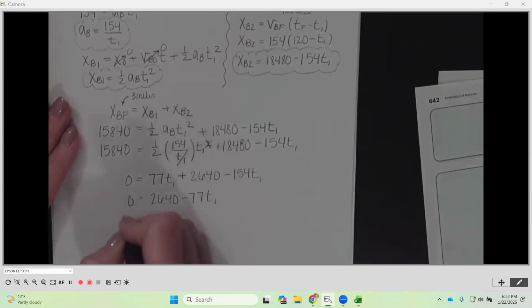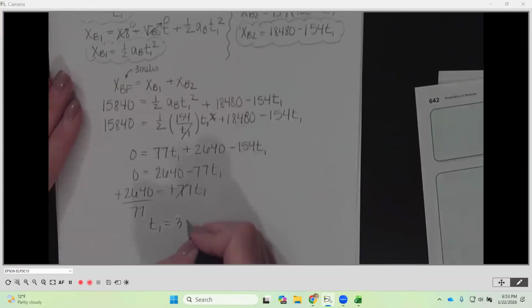So we're going to move this to the other side. Negative 2640 is equal to negative 77 T1. Divide by 77 on both sides. Our T1 is equal to, make sure you can get 34.29 seconds. Okay.